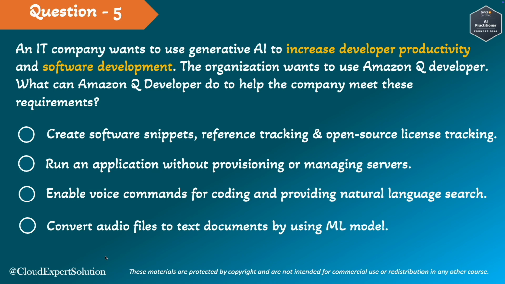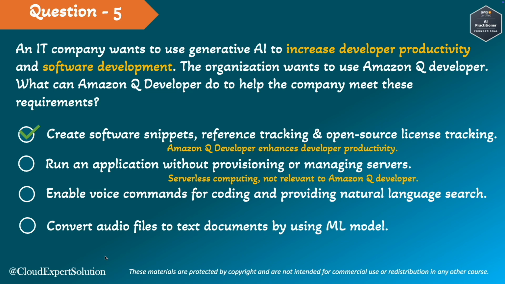Option 1 is saying create software snippets, reference tracking, and open source license tracking. These features of Amazon Q Developer directly enhance developer productivity and will streamline the software development process. Hence, option 1 is a potential correct answer. Let's review the other options as well. The second option is saying run an application without provisioning or managing servers. Option 2 describes serverless computing and this is not relevant to Amazon Q Developer. Hence, option 2 is not a correct option.